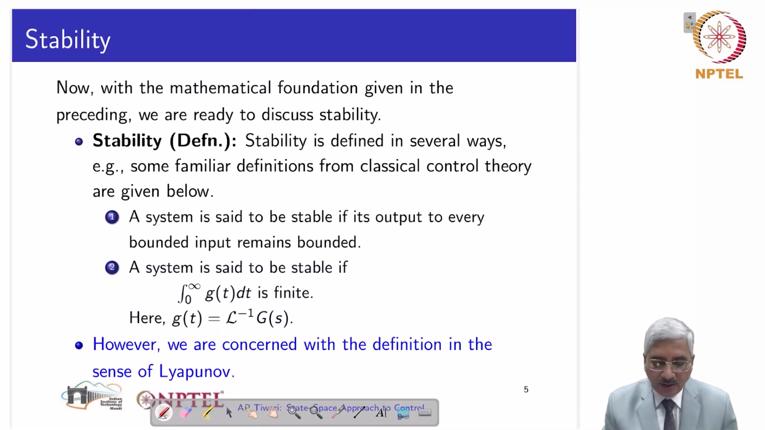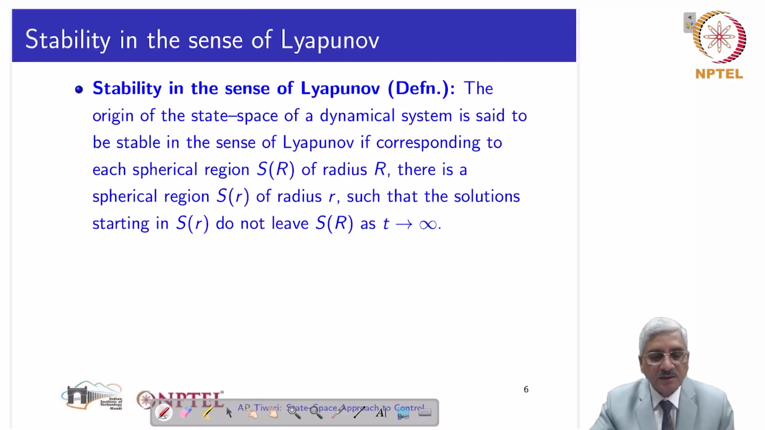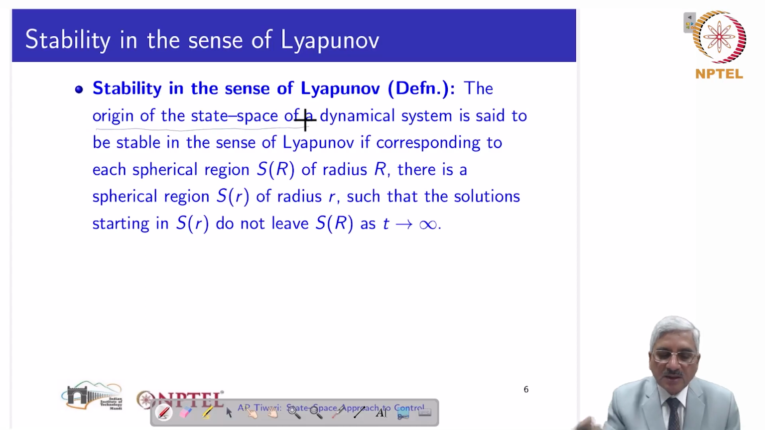However, as I said in the introduction in the previous lecture, we are more concerned to learn and understand stability in the sense of Lyapunov. So we define stability in the sense of Lyapunov. The origin of the state space is what we call stable. So the system is at the origin of the state space, and that is stable in the sense of Lyapunov.